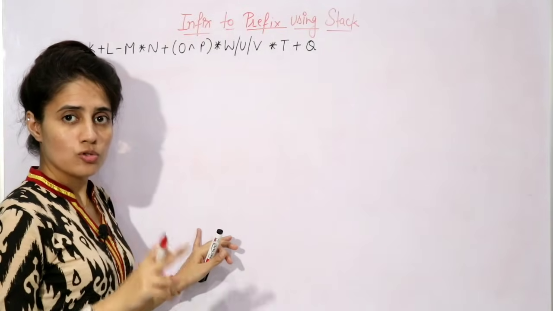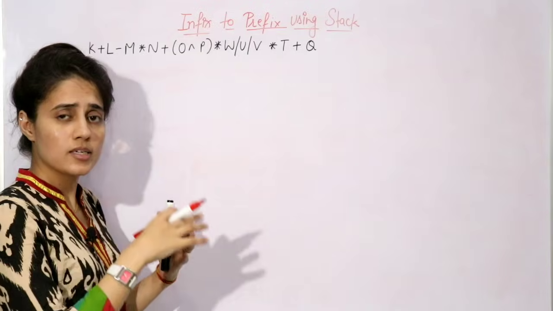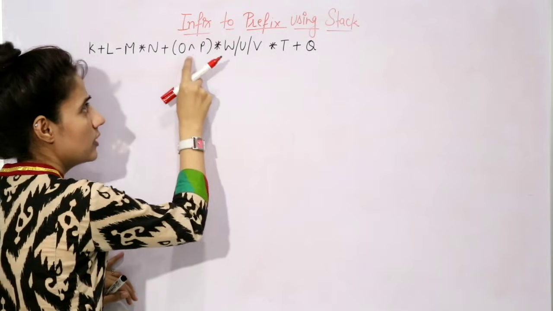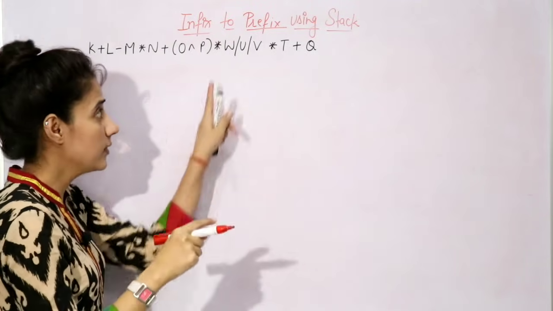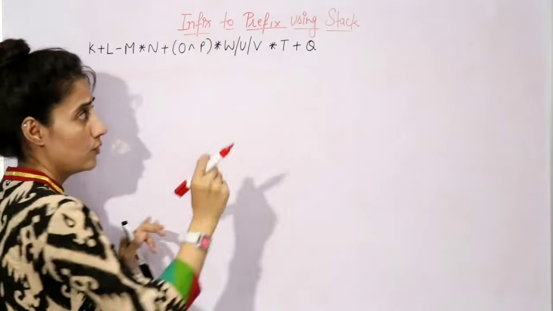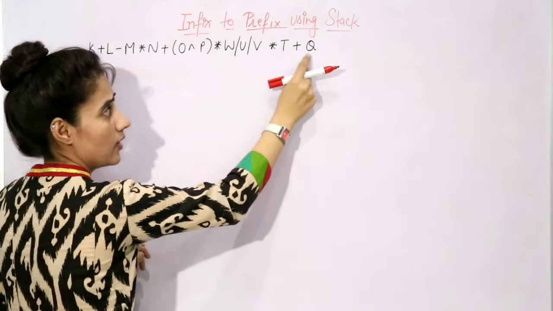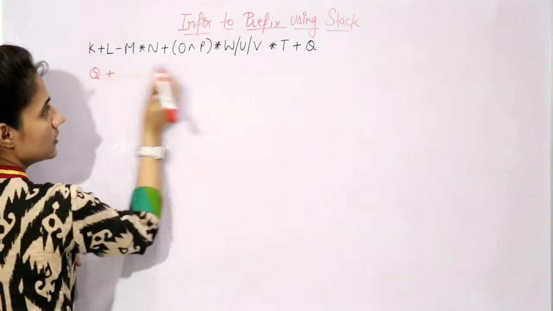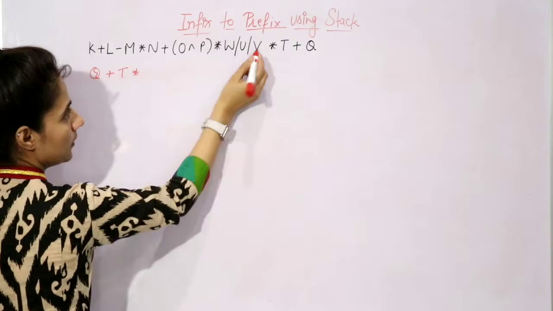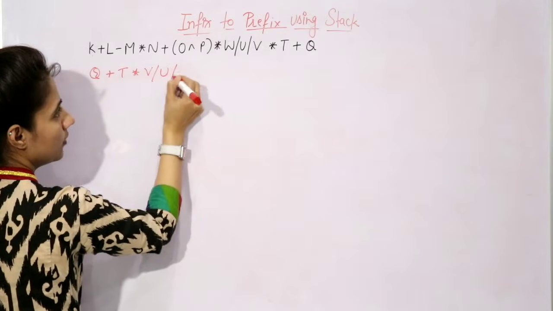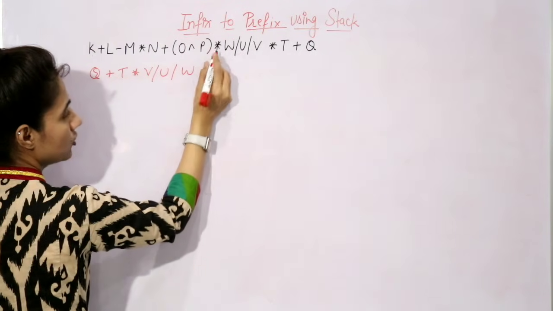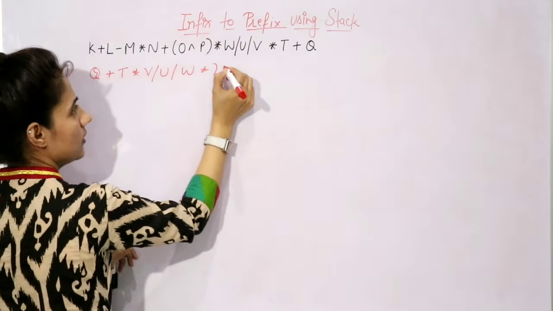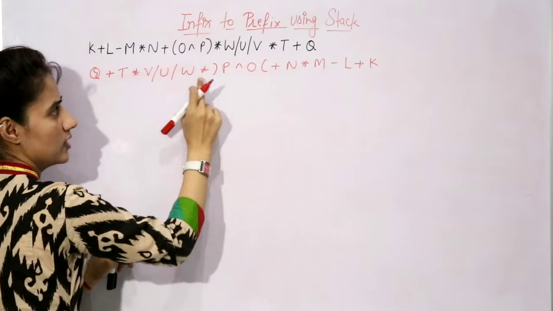So now this conversion is almost the same as the infix to postfix conversion, but the difference is what? First of all you need to reverse this infix expression if you are converting it into prefix. So first of all reverse this one, meaning we will start writing from here. So here we have Q, so here you will write Q, then after that plus T, multiplication V, then divide, then U, then divide, then W, then again multiplication. Now this is a closing parenthesis. So here also I am writing closing parenthesis, right? Now this is the reverse of this infix expression.